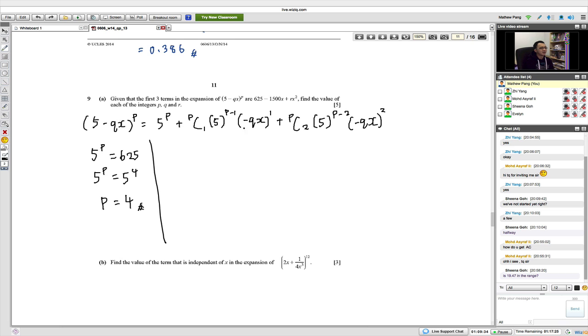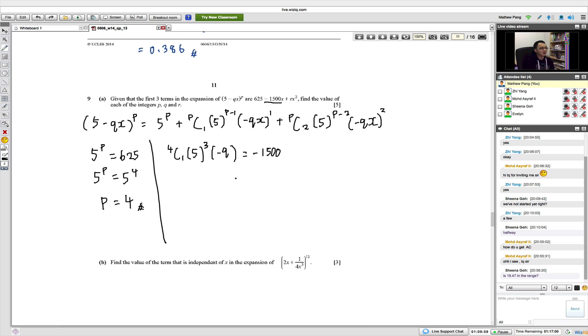For this one, since I know p equals 4, I will write 4C1. This is 5, 4 minus 1 is 3, and this is negative qx. So that's comparing the coefficient of x. You see I never write x here, so I will take the whole without x. Their coefficient only equals negative 1500. But if you want to write the x and then simplify the x, it's okay also. It won't give you wrong.